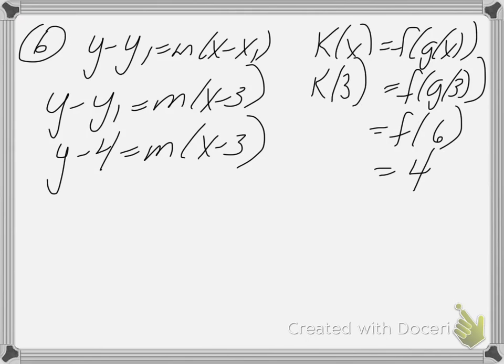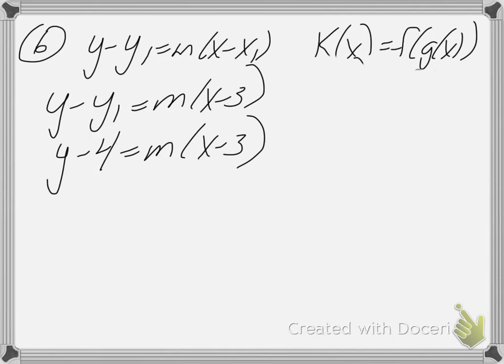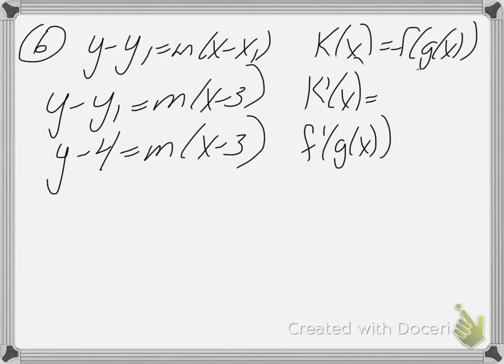Okay? Now next you need the slope. So we need the slope of k. So the derivative of f of something is going to be, let me just write it down here, f prime of that something times the derivative of the something. Okay, but we need it at x equals 3.